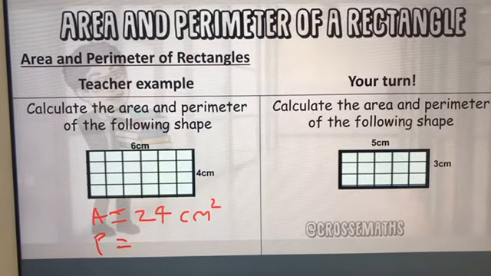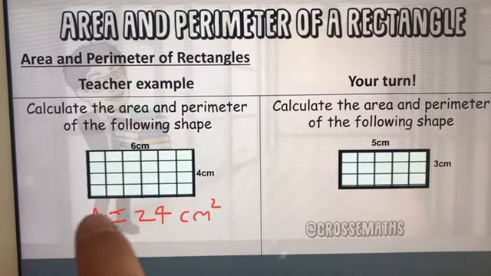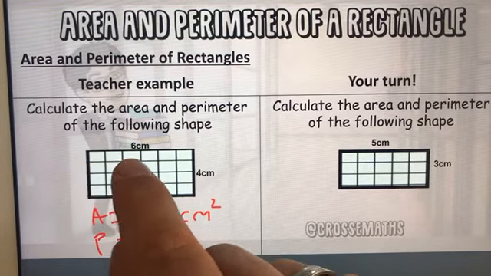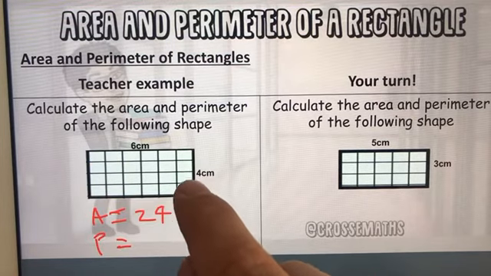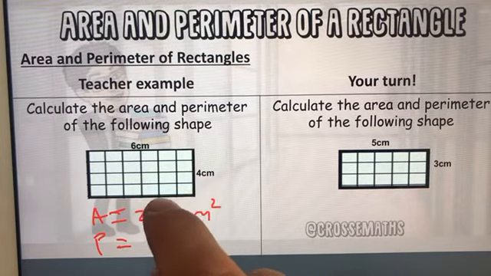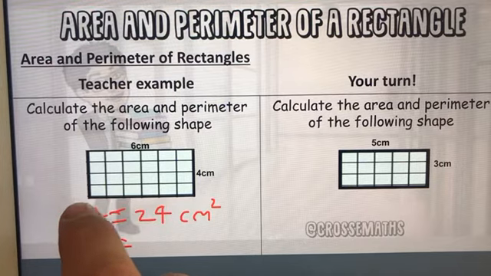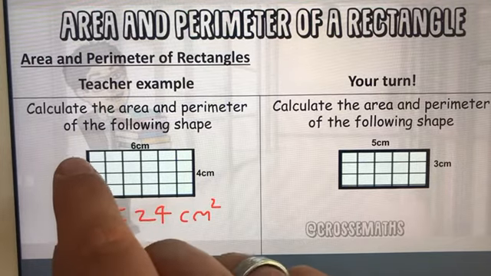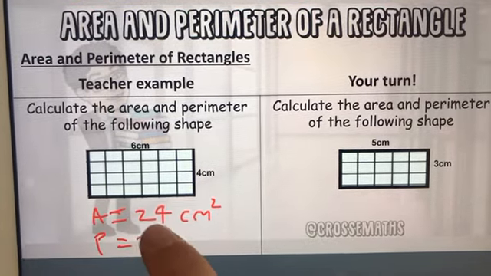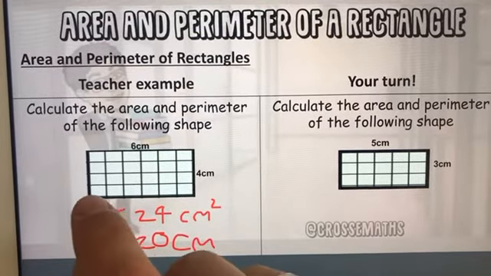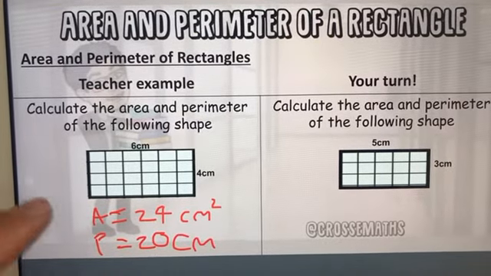Perimeter is the distance on the outside. So you've got to count how many boxes are on the outside. I go 1, 2, 3, 4, 5, 6. 1, 2, 3, 4. That makes 10. 1, 2, 3, 4, 5, 6. That makes 16. And 1, 2, 3, 4. That makes 20. So perimeter is a length. It's the distance on the outside. You're just counting the squares on the outside.